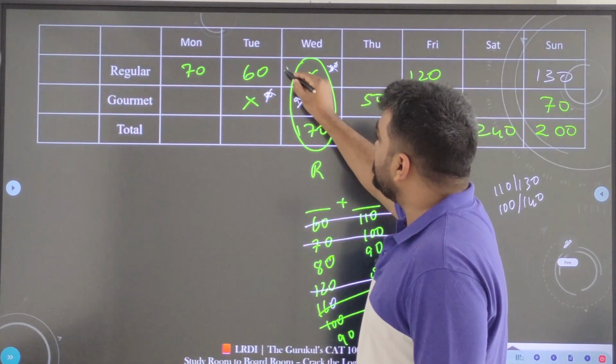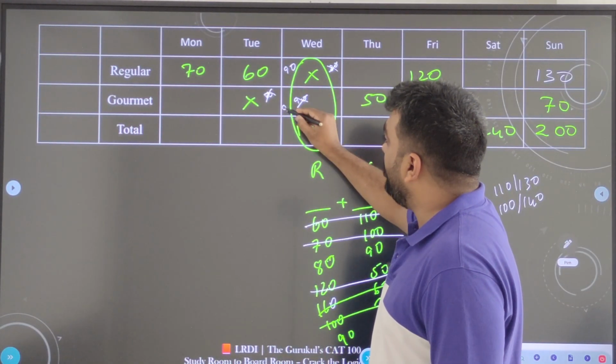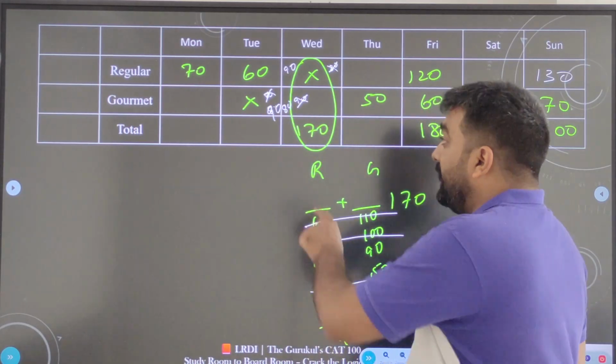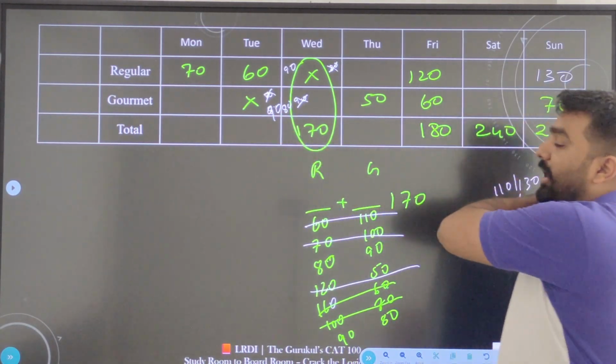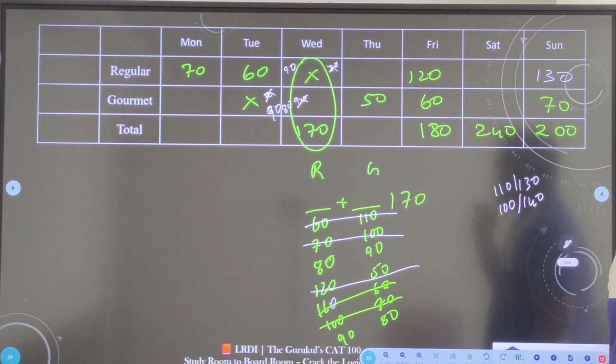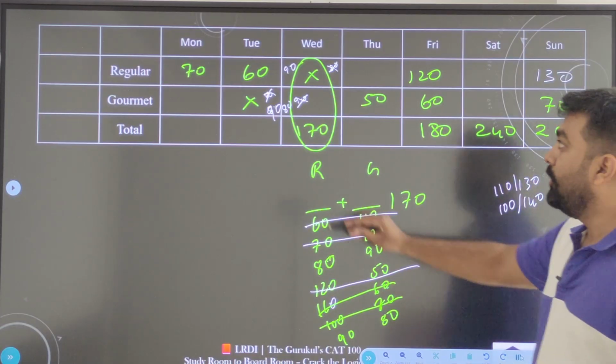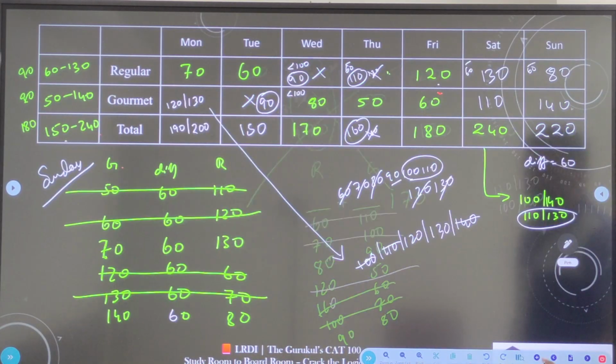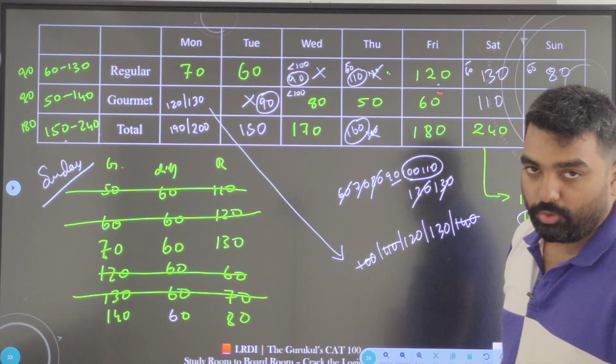Let us consider the other case, 90 is coming here. If 90 is coming here, 80 will be here and 90 will be here. Even in this case also, less than 90, there are four values which is not possible. So this whole case is ruled out. The only possible case will be this one.